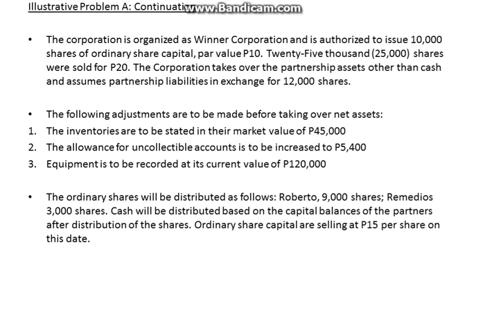First, the inventories are to be stated at their market value of 45,000. Next, the allowance for uncollectible accounts is to be increased to 5,400, and the equipment is to be recorded at its current value of 120,000 pesos. The ordinary shares will be distributed as follows: Roberto 9,000 shares, Remedios 3,000 shares. Cash will be distributed based on the capital balances of the partners after distribution of the shares. Ordinary share capital is selling at 15 peso per share on this date. This problem is with the assumption that the old books will be retained.